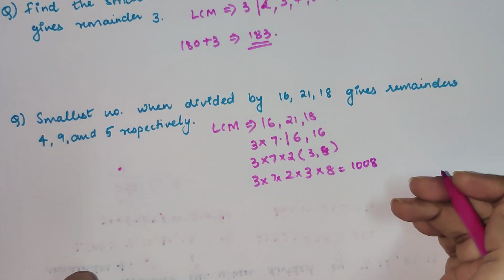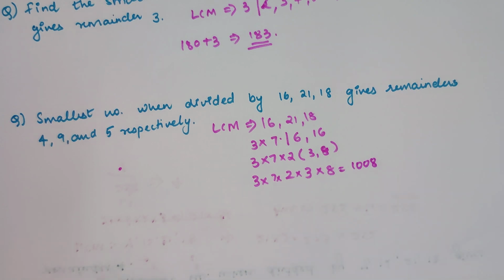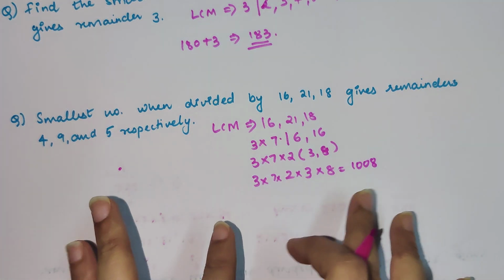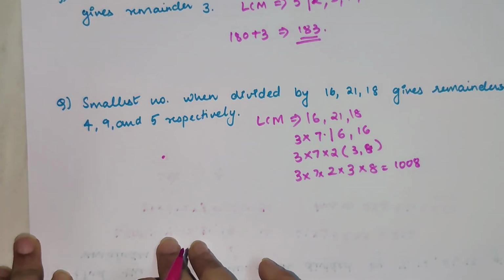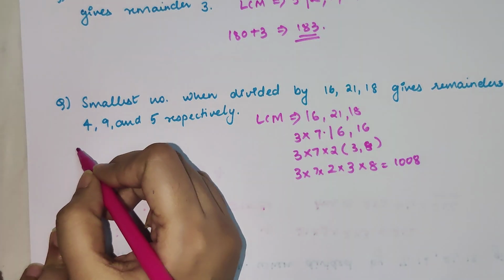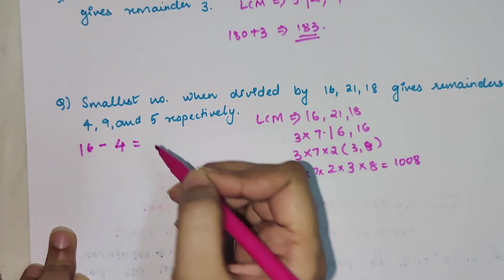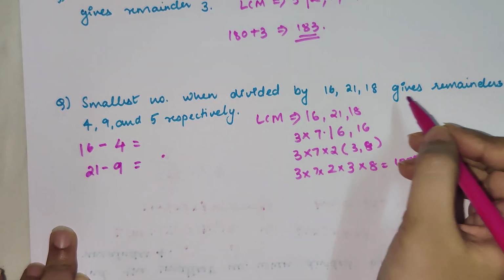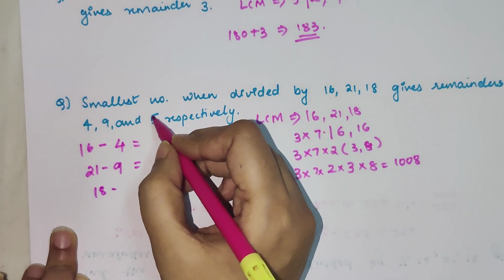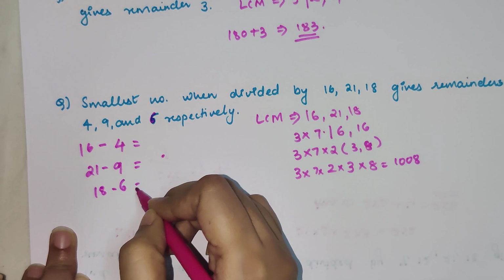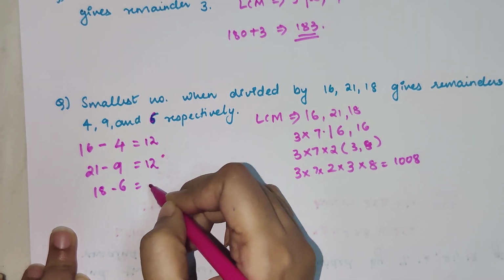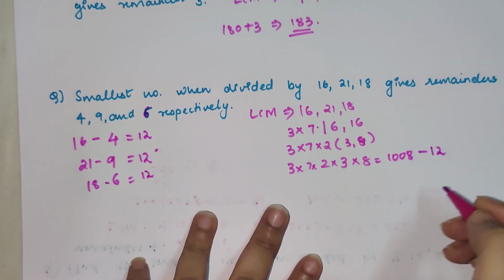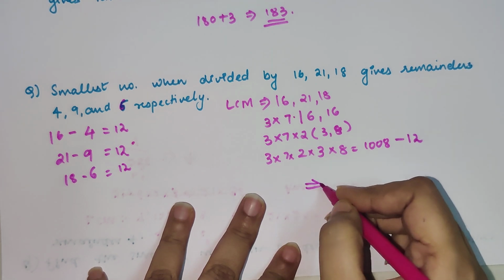Okay. Now the problem is that after this you need to add something, but the problem over here is the remainders are all different for each of these numbers. So you just simply have to do what? You need to subtract 16 by the respective remainder, which is 4, 21 with the respective remainder, which is 9, and 18 by the respective number, which is 5. Oh, this is supposed to be 6, sorry, which is 6. Okay, so this will get you the answer as 12.